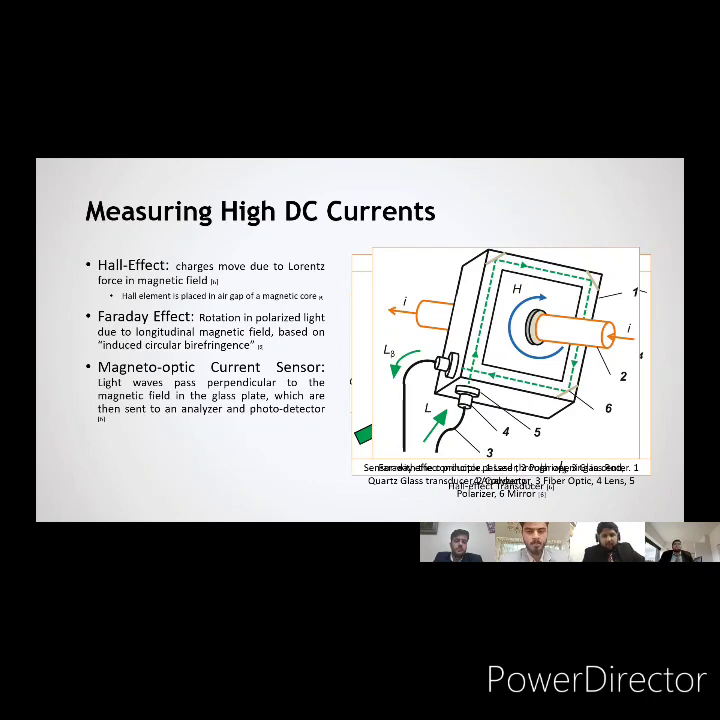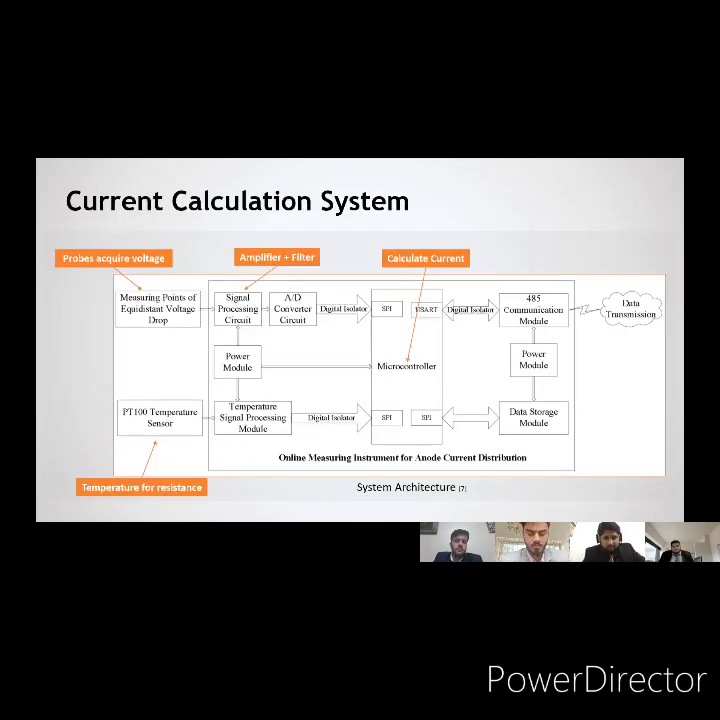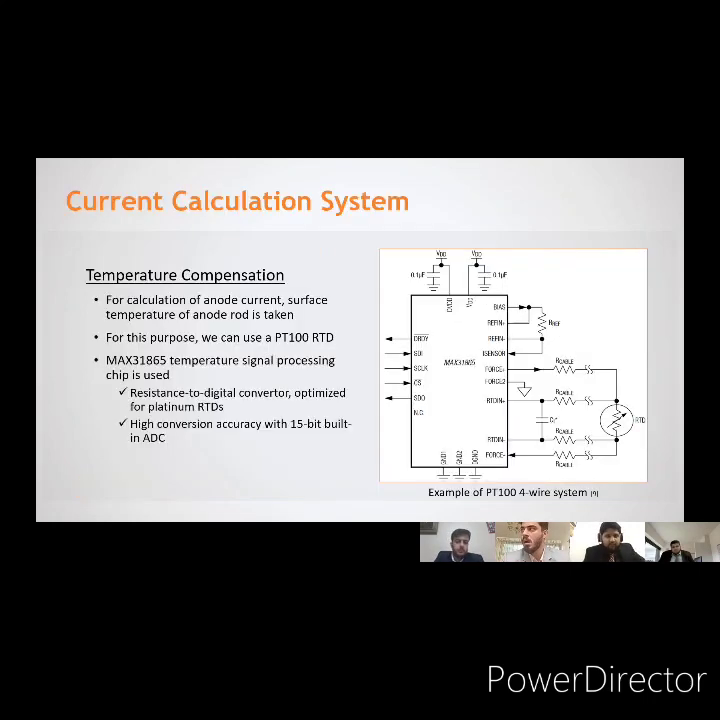We based our system on a reference paper, whose figure is shown here. The top part of this figure is showing the voltage drop measuring system, and the bottom part is responsible for temperature measurement for acquiring the resistance. Then the microcontroller processes this information and calculates the current by Ohm's law, and then stores and transmits the data as required. So let's start with the temperature measurement system.